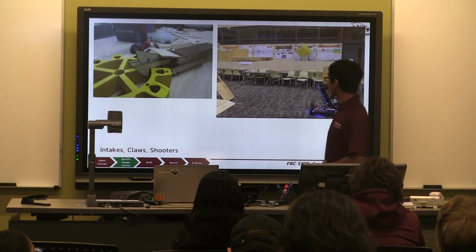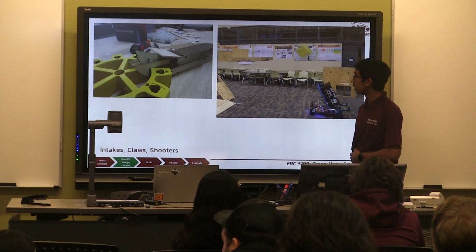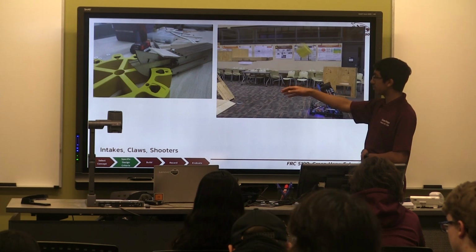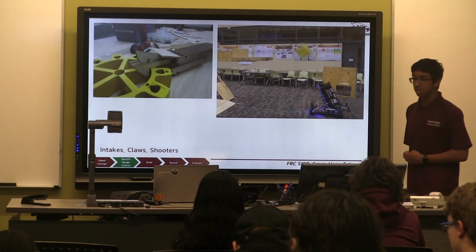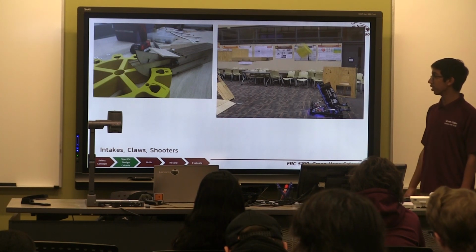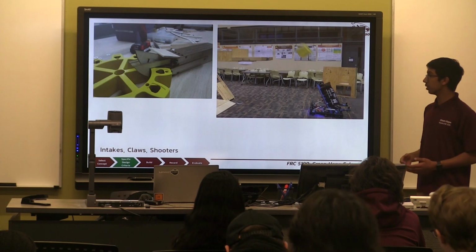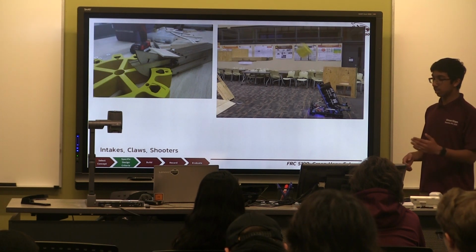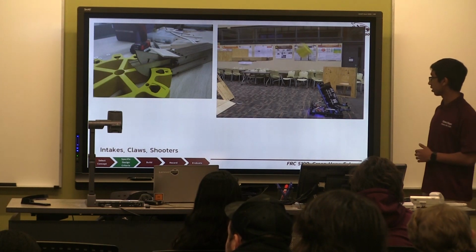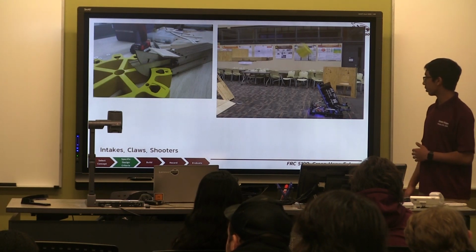So here we see two more designs. Claw mechanism. This is a 254 prototype, and basically what they did is they built a claw mechanism to pull the gear from the ground, but unfortunately didn't use it in the end, since there was no way that they could move this gear into vertical position so that they could score it. And then we can see a classic example of a shooter bot from 2018.